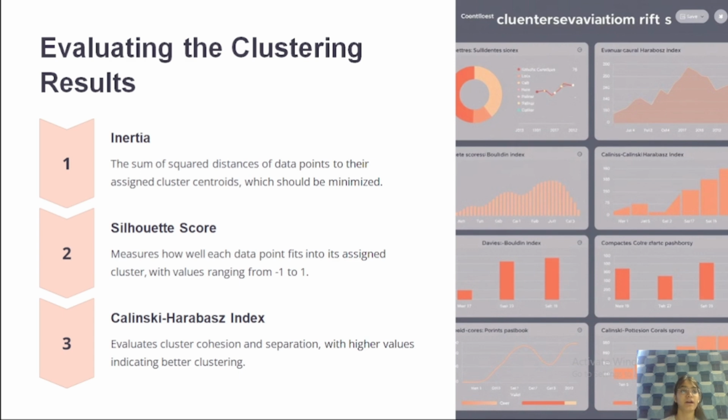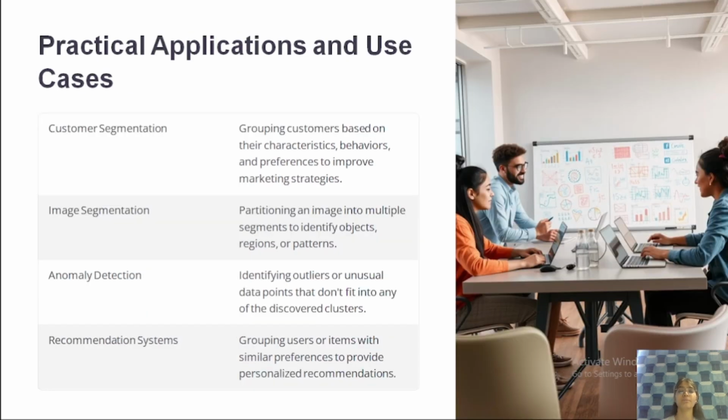Then you have evaluating the clustering results. You have to evaluate the cluster results, which includes inertia and silhouette score. Inertia is the sum of squared distances of data points to their assigned cluster centroids, which should be minimized. The next one, the silhouette score, measures how well each data point fits into its assigned cluster, with values ranging from -1 to 1.